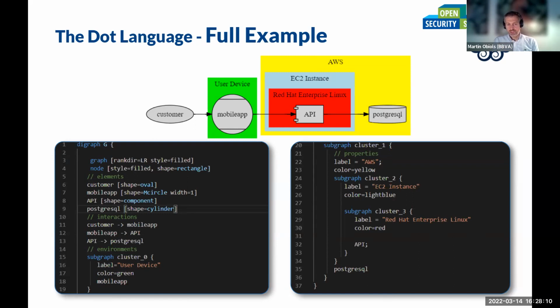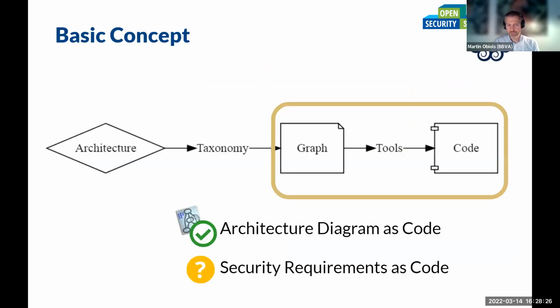Okay, so that's good so far. We already have our diagram as code. It's not extremely pretty, but we generated that with just plain text. We can write it, and it's easy to manage with standard software development tools. Okay, we have already created the architecture diagram.